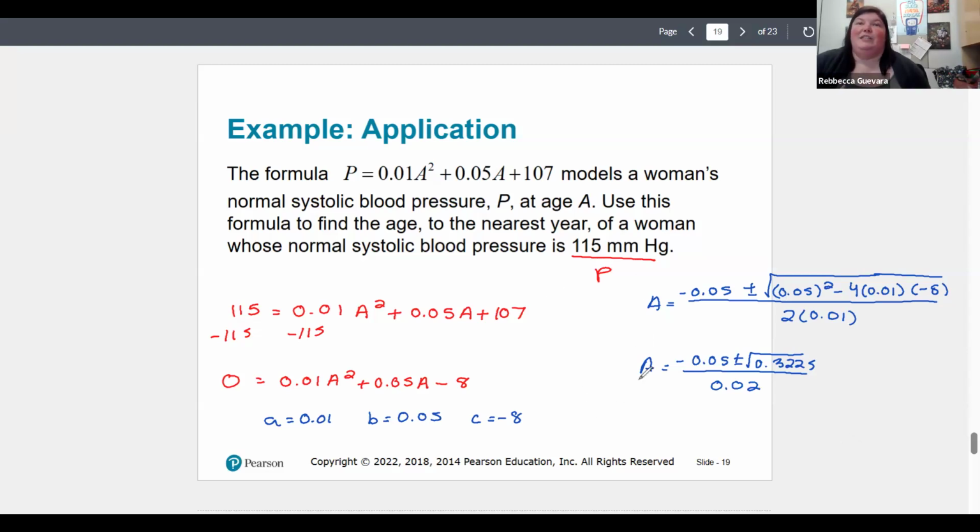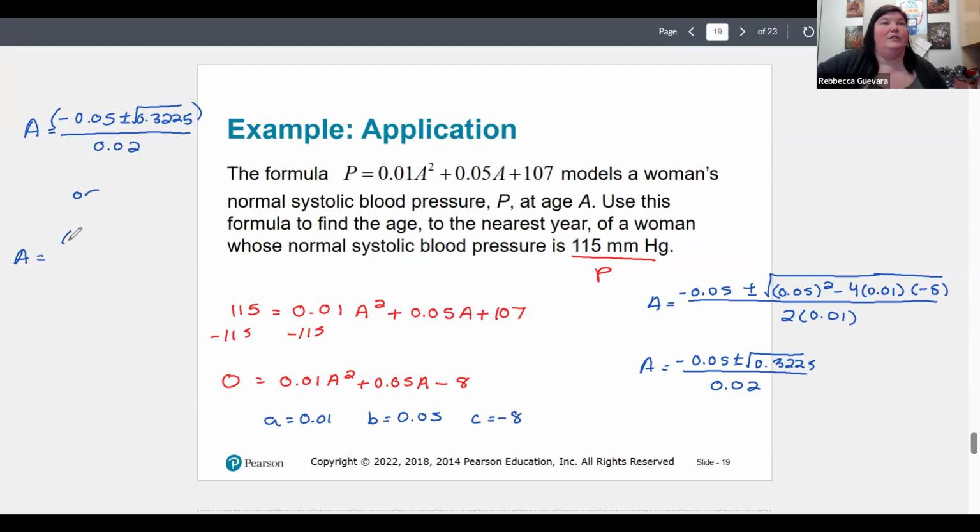So there are two possibilities for a. a is either negative 0.05 plus the square root of 0.3225. I'd put this all in parentheses in your calculator, divided by the 0.02. Or a is equal to negative 0.05 minus the square root of 0.3225 divided by 0.02.